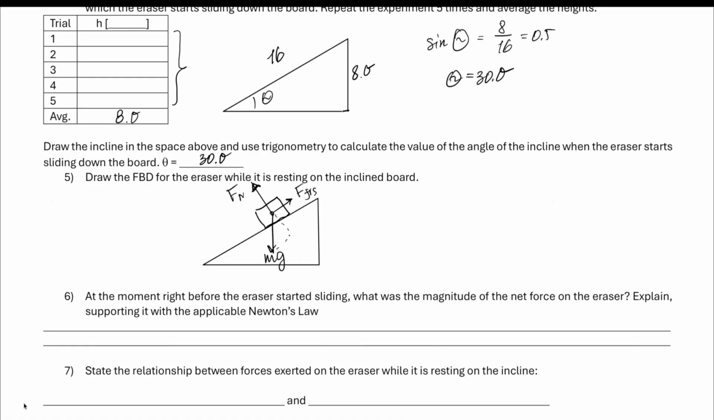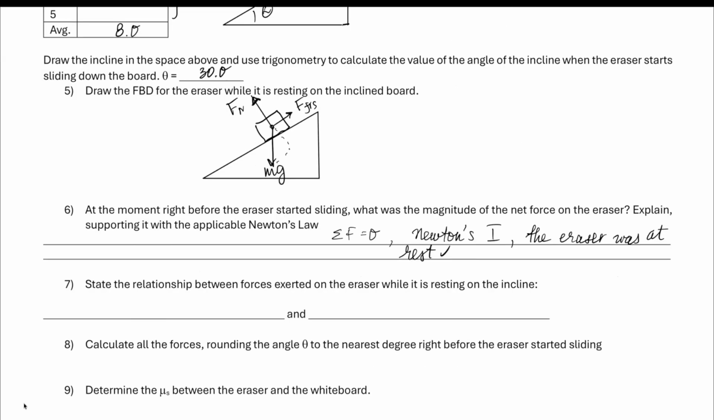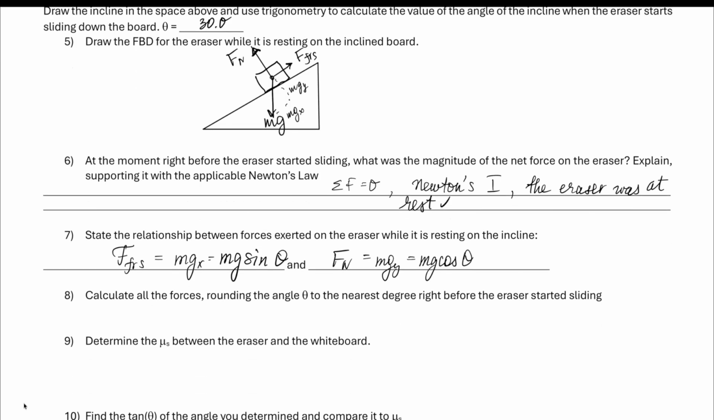So at the moment right before it starts sliding, net force equals 0. That is due to Newton's first law. An object at rest. I don't need you to write the entire first law. The eraser was at rest. Boom. That's enough. Then state the relationship between the forces. So I know that this being mgx and that being mgy brings us to the realization that force of friction static was equal to mgx, which is mg sine of theta, while normal was equal to mgy, which was mg cosine of theta.